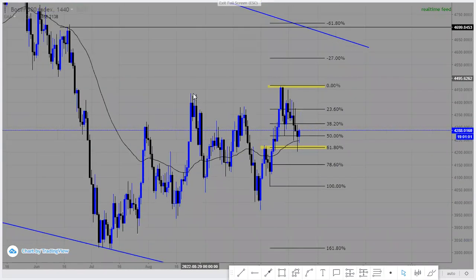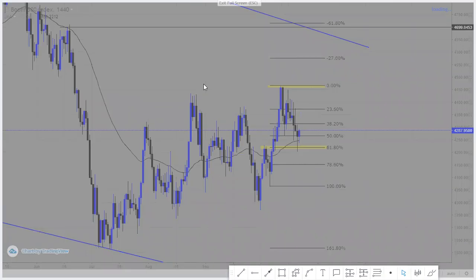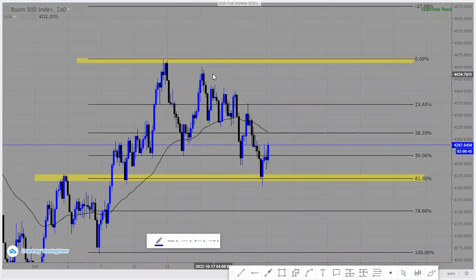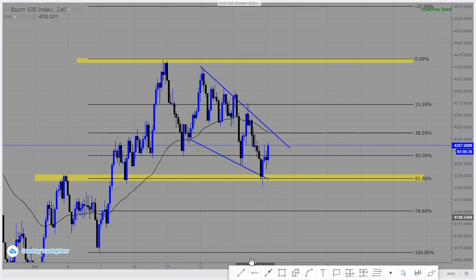So far, this is the bias that we're having for Boom 500. It's a bullish bias. What one needs to do is just identify the buying opportunities, the buying entry points, based on the smaller time frames. So based on my small time frame, I'm looking at something like this. I have this trend line here that I've been having for quite a number of days for the Boom. You realize that this trend line was respected for quite a number of days.